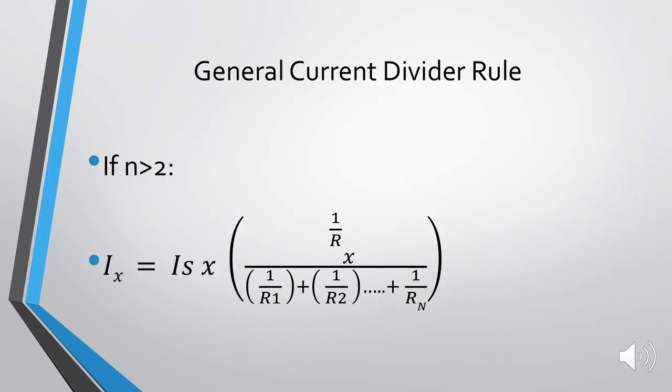However, the previous formula is only applicable if the total number of resistors in a parallel circuit is 2. If it's more than 2, then the general current divider rule is applied. The formula for the general current divider is given by this formula.